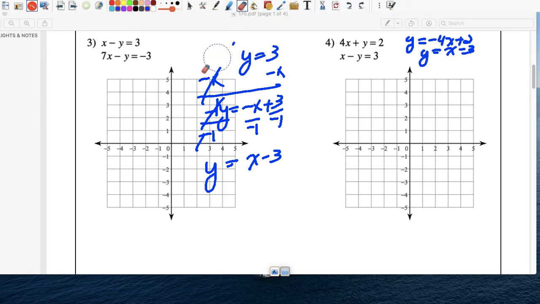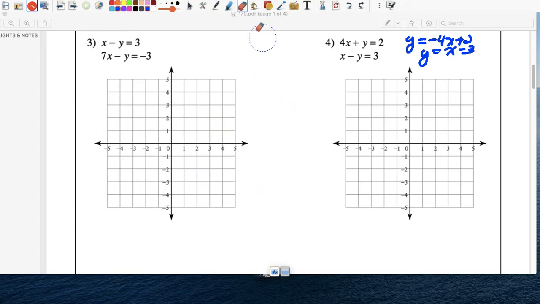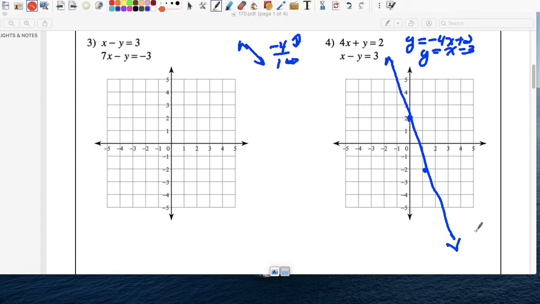Okay, now we're ready to graph. The first equation has a negative slope, so we know it's going to go down. It crosses the y-axis at positive 2. The slope is -4, so let's put -4 over 1. This is your up and down, this is your left and right. So we're going to go down 1, 2, 3, 4, and obviously to the right, because when we connect these two dots, it should go down. So this is my y equals -4x plus 2.